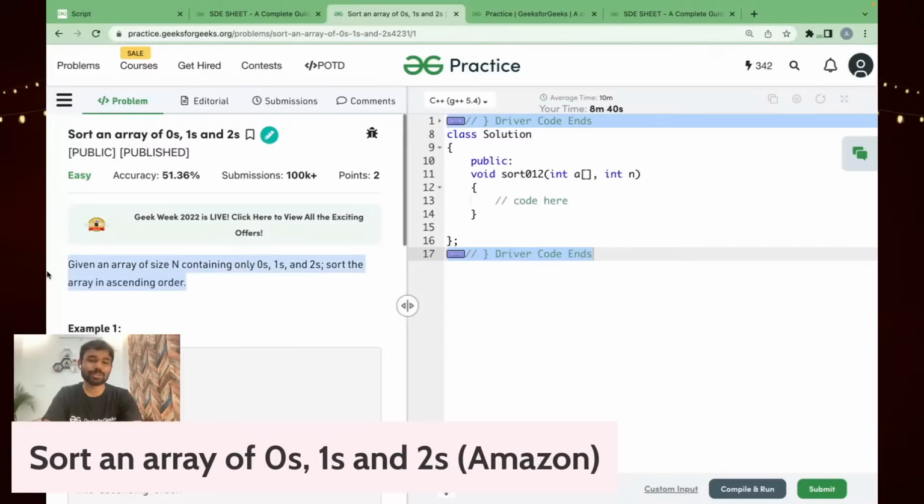Okay, Sasank. I don't know much about Python, so I cannot code in Python. I have coded in C++ and Java. I'm not so sure about Python.